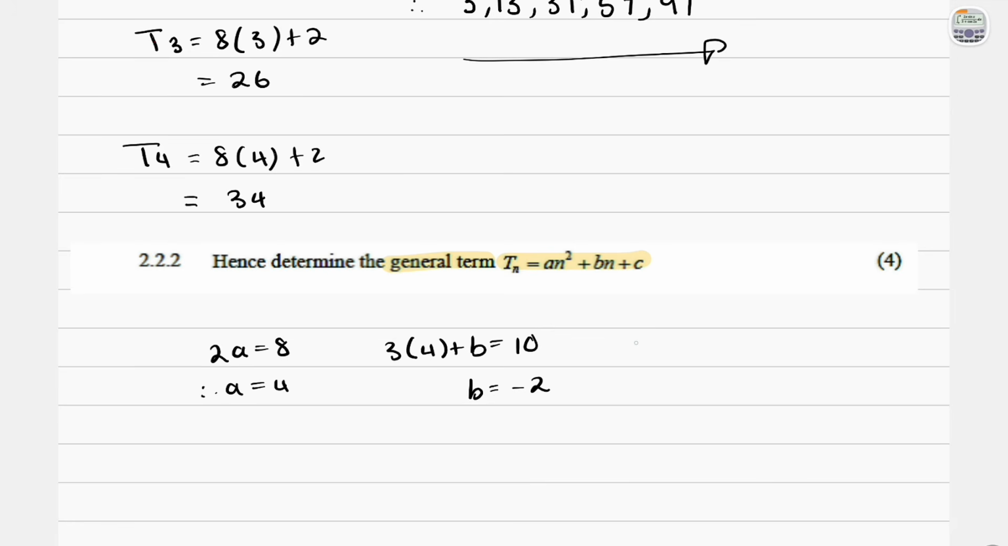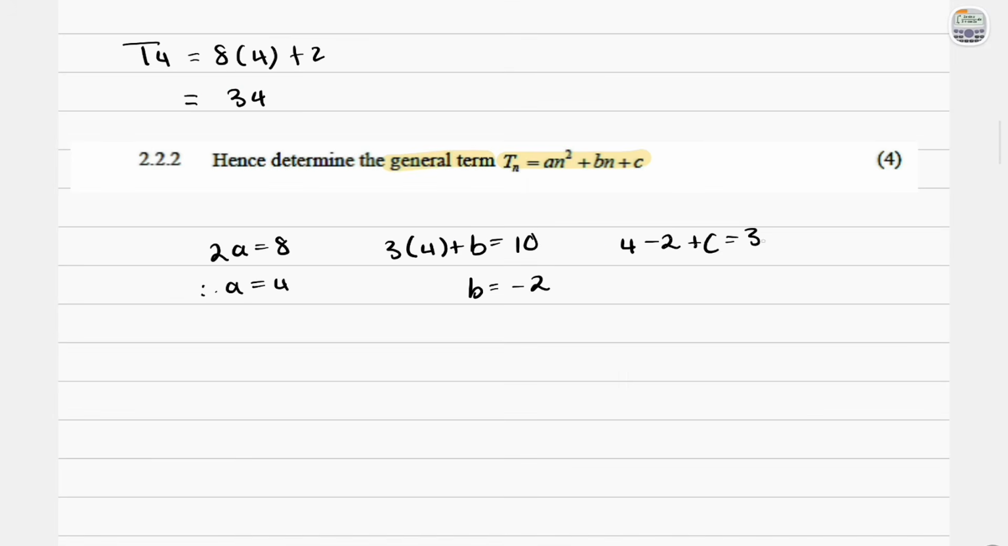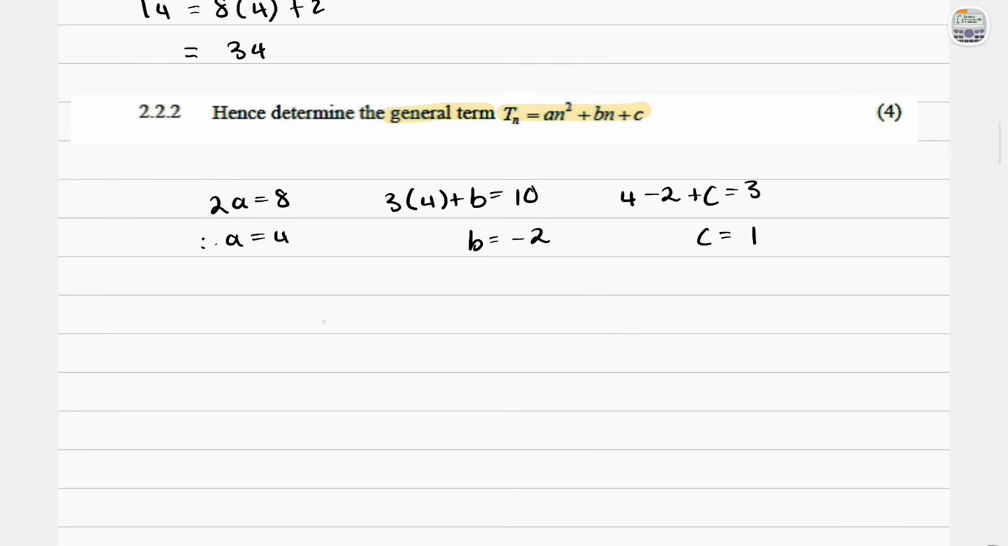And then a plus b plus c. So that is 4 minus 2, so plus negative 2 plus c equals this first term of 3. So it's equal to 3. C is equal to 4 minus 2 is 2. And if you transpose, it becomes negative 2. So 2 minus 3 is 1. And that is our answer.